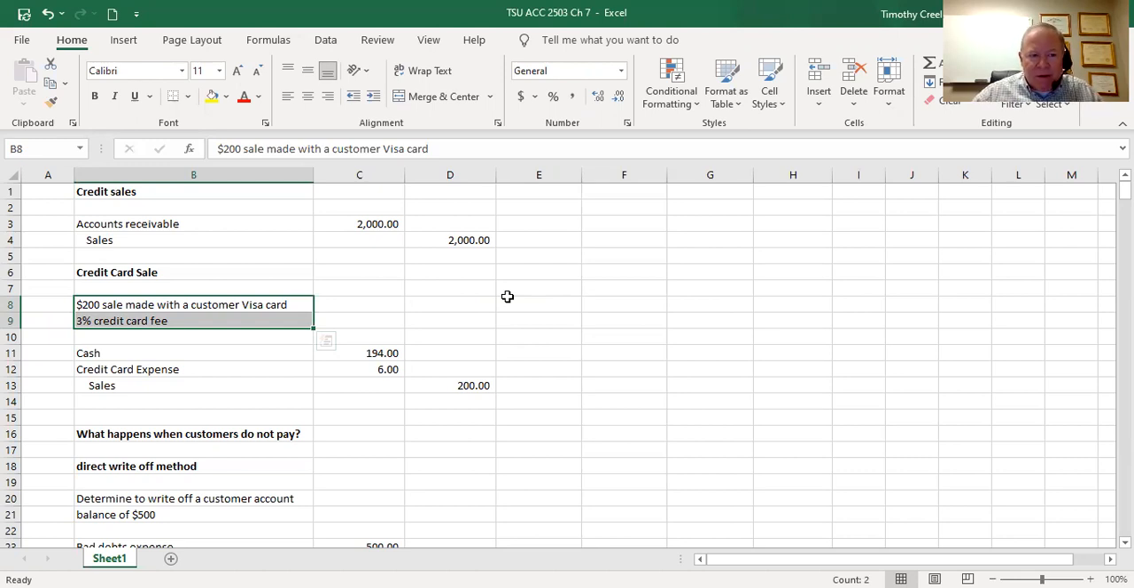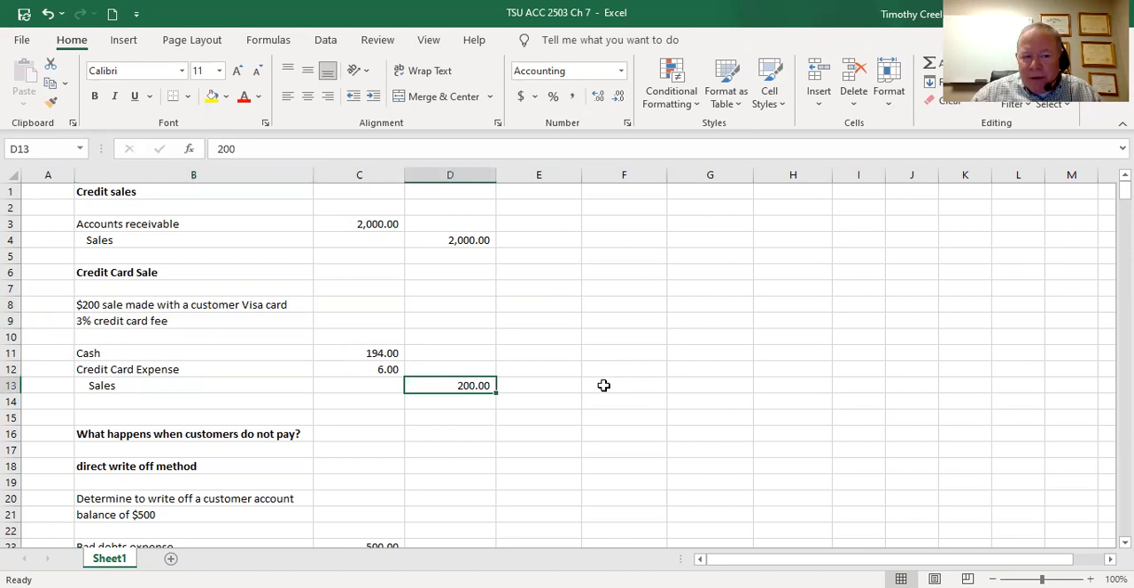They use their Visa card, and Visa charges my company a 3% fee for doing that. So how would I recognize that? Of course, I would credit sales for the full amount of the sale. 3% of the total sale would basically be going to Visa. So I would debit an account called credit card expense, and that is an expense. And then I would debit cash for the amount of cash that I'm actually receiving.